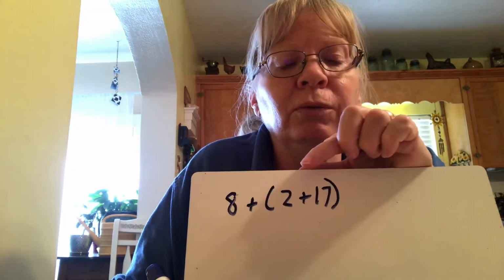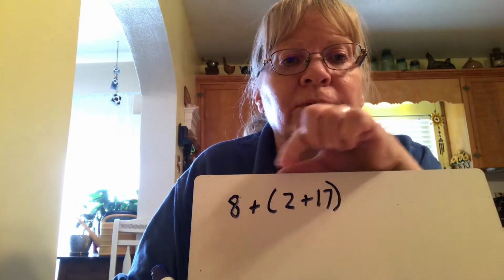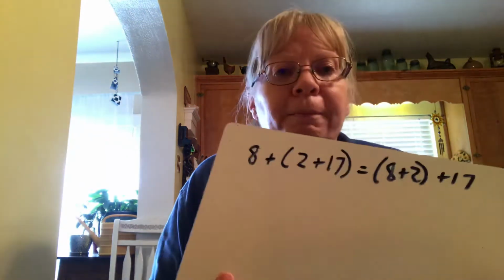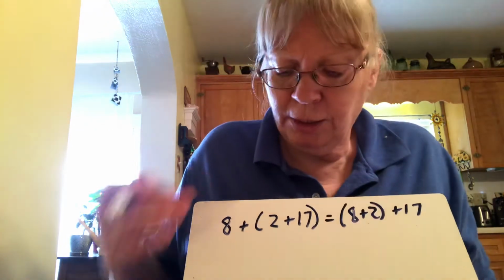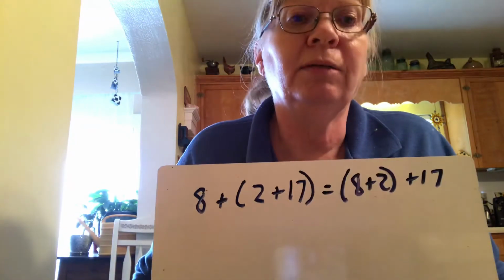let's see, they have 8 plus parentheses 2 plus 17, and they wanted it to be rewritten with the associative property. So if 2 goes with 17 the first time, then guess what? The second time, it can go with 8 first. Okay, so we'll rewrite that as parentheses 8 plus 2, plus 17. Okay, it's just all adding, doesn't matter. Am I going to talk to this person first, or am I going to talk to this person first? Okay, we get the same answer.